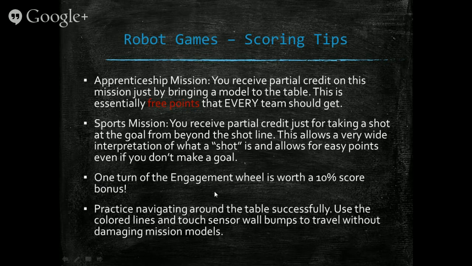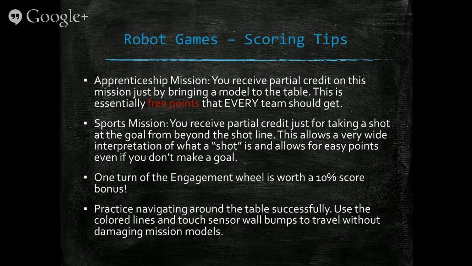The engagement wheel has diminishing returns. Basically what that means is the more you turn it, the less of a bonus you get. But the first time you turn it, you get a 10% score bonus, which is pretty important. So I would try and at least turn it one time so you can get a 10% bonus to your final score. Spend a lot of time practicing your navigation.